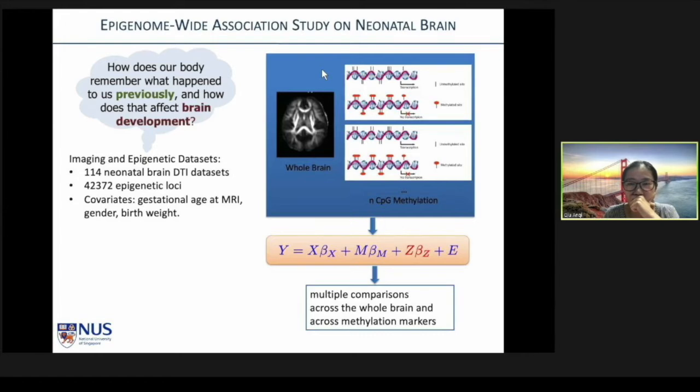We consider fractional anisotropy measures at each voxel as Y in this linear regression, and each methylation marker is considered M, and the confounding variables we know include gestational age at MR scanning time, gender, as well as the birth weight of the infants. And Z down here is the missing covariates, the missing confounding variables we need to estimate. This regression model has to run for every voxel in the brain as well as every methylation marker.